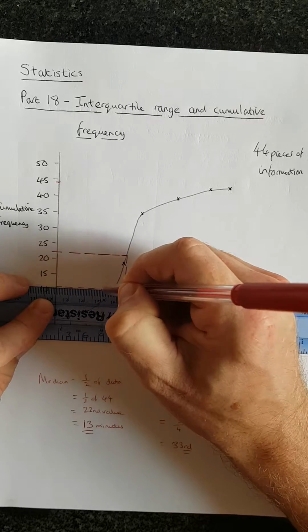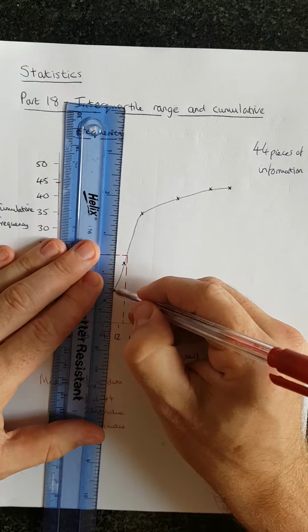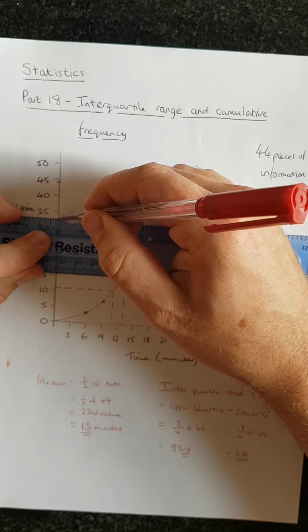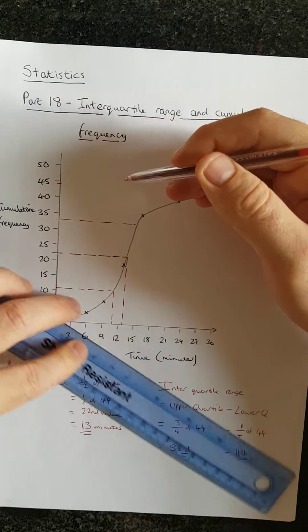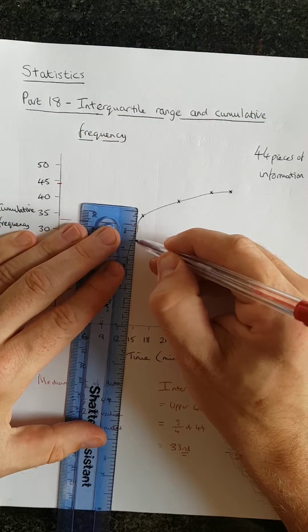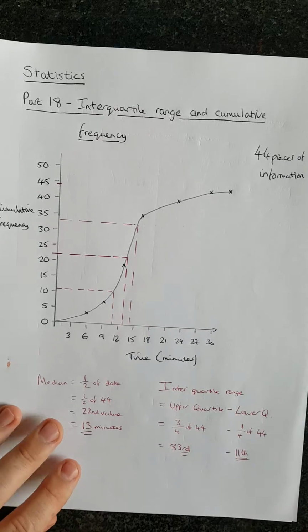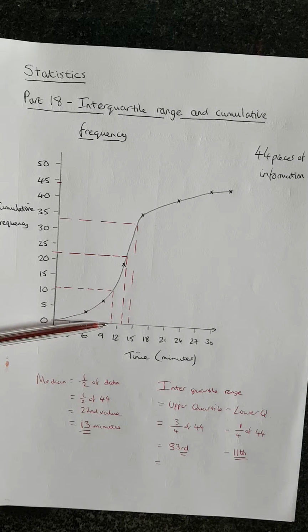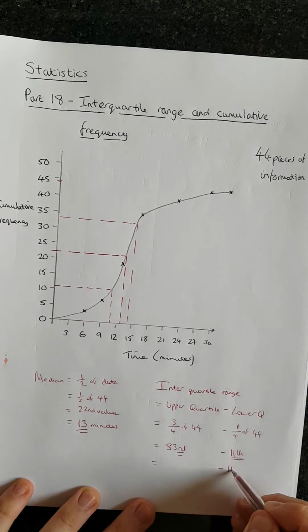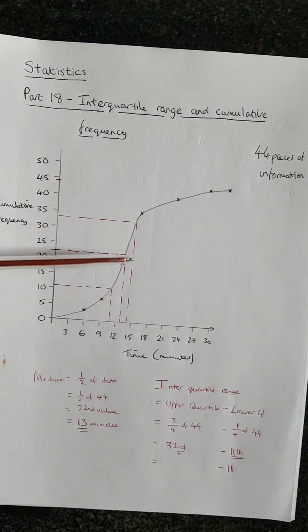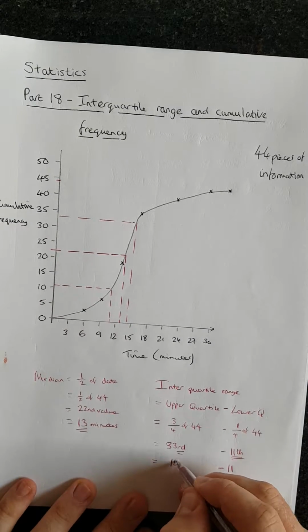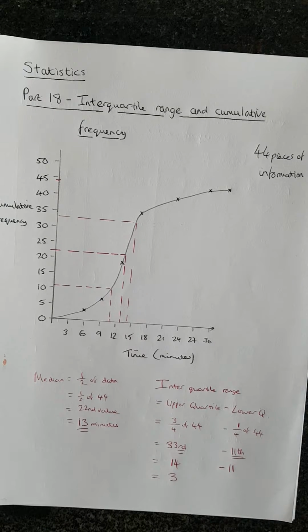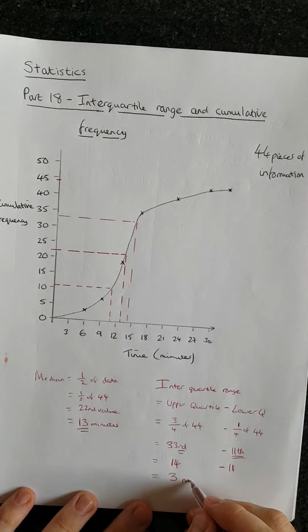11th, dotting across to show how I've read it off. Always important to evidence your work. And 33, the same. So, 11th looks like it's coming here at about 11. And 33rd has come down here at 14. So our interquartile range is 3 minutes.